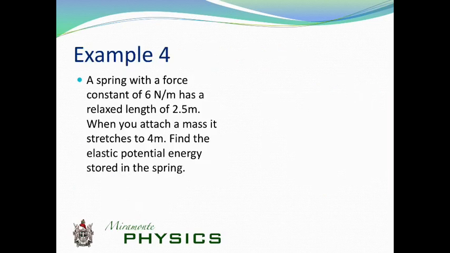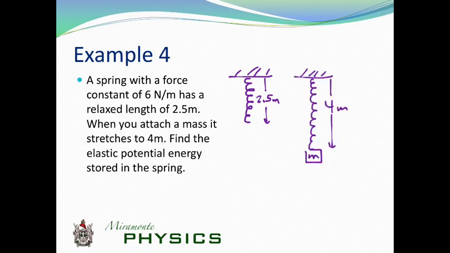Here we go. A spring with a force constant of 6 newtons per meter, that's K, has a relaxed length of 2.5 meters. When you attach a mass, it stretches to 4 meters. Find the elastic potential energy stored in the spring. Okay, take a look. We have a regular spring and it's stretched out. This is a vertical spring and it's about 2.5 meters when it's fully extended. And then we add a little mass to it, and so now it stretches out to 4 meters.